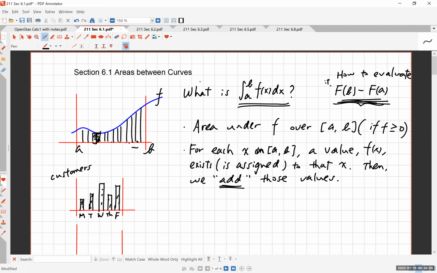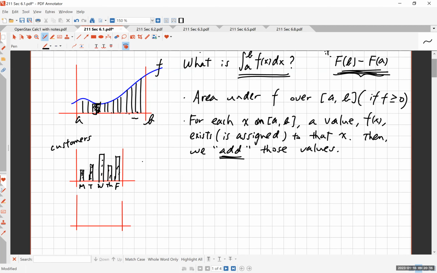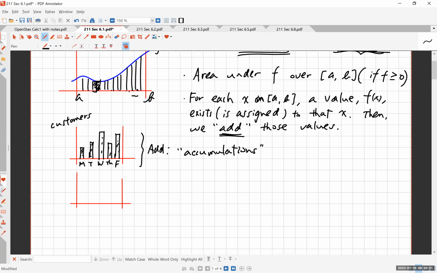You just add these 5 numbers, okay? And that, in a sense, is the finite or discrete version of integration. So you just add these things up. You can call this an accumulation of all those numbers that are shown on this graph, right? And this is a finite case. Again, this is a discrete case, right?